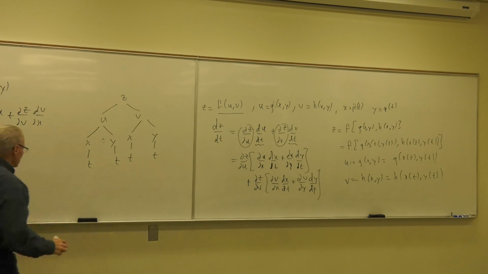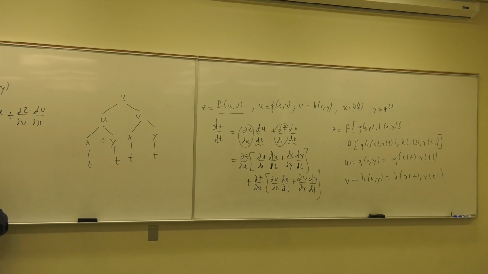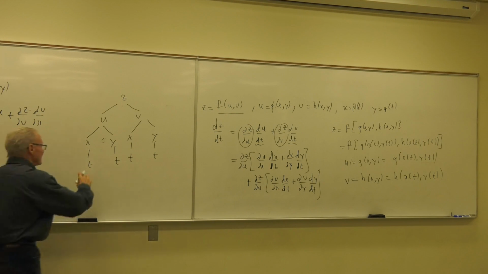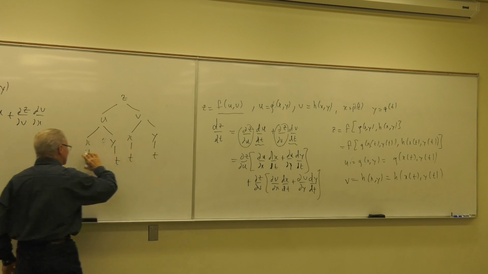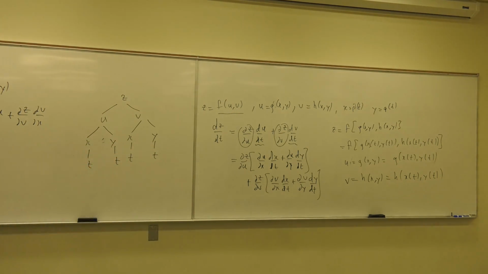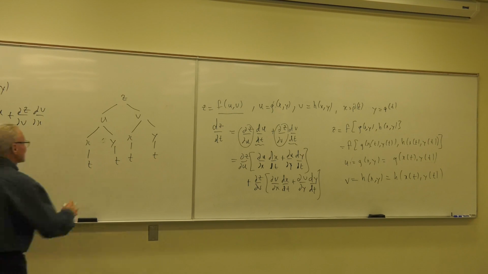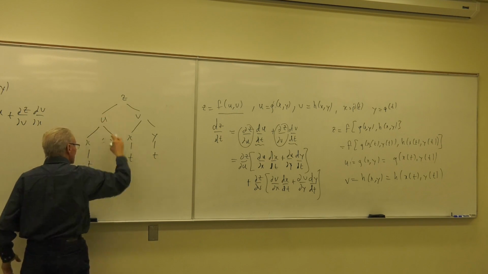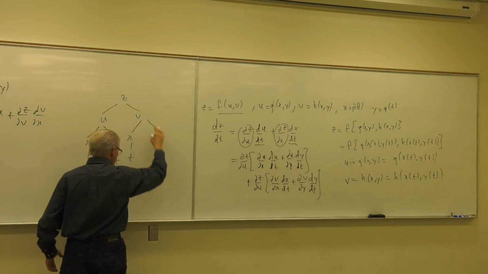And so you now want dz/dt, and you can look at this diagram and it makes it clear. At the bottom, it is always t. So you can say I want dz/dt. It is inappropriate to write ∂z/∂t. So I've got 4 paths. There's one, there's one, there's one, and there's one.